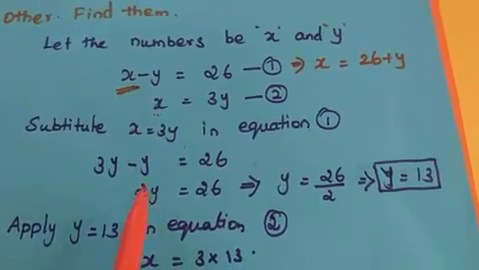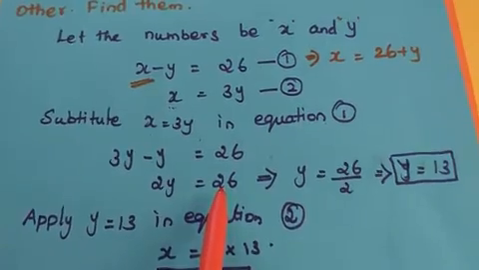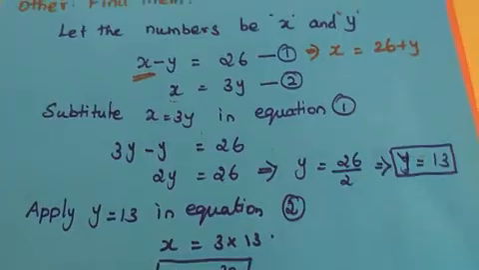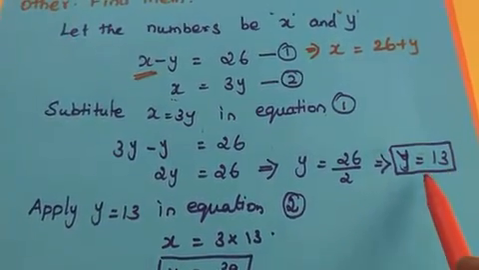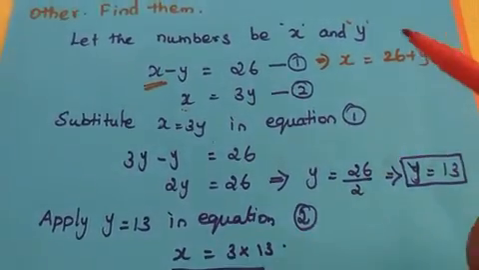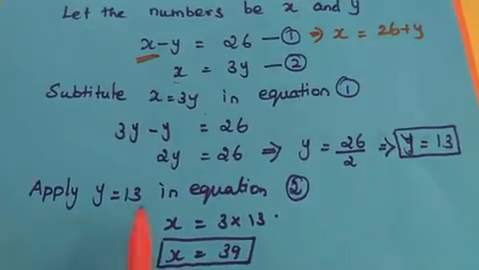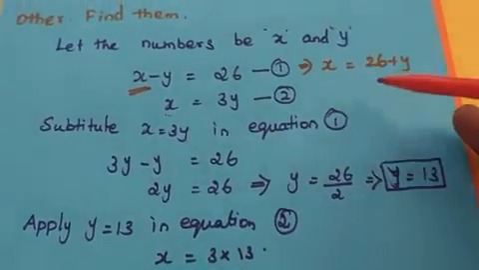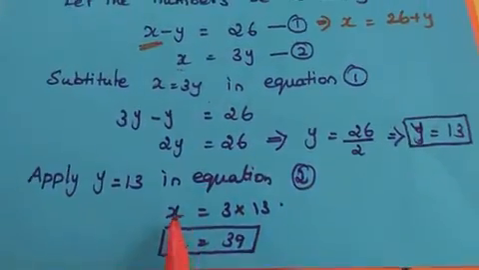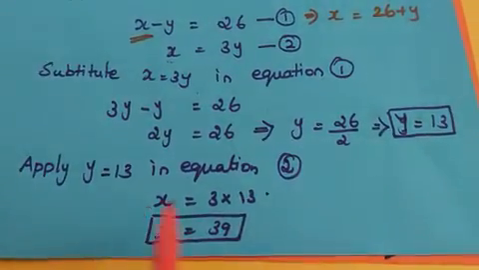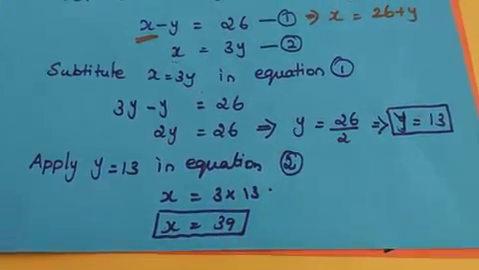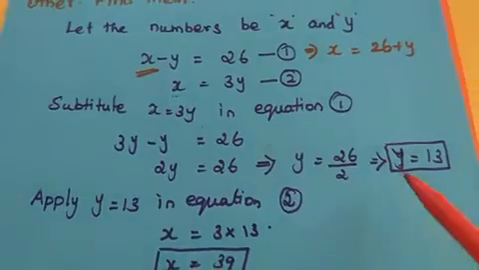You know that 3y minus y is 2y, that is 26. So y equals 26 divided by 2. So y is 13. Now you got the y value. Now what you have to do, this y value should be substituted in any of the equations. You can substitute in any one equation. So y equals 13 in equation 2. Directly in equation 2 if you apply, you will get the x value directly. So x equals 3y, and y we got as 13. So x equals 3 into 13, that is 39. So x is 39. Now we got the two numbers.